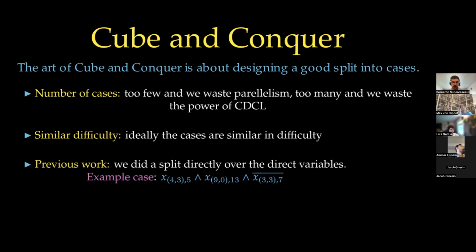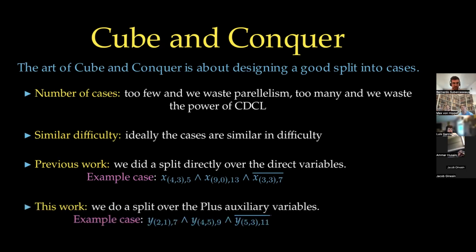In our previous work of 2022, we did a split directly over the direct variables. So our cases were looking like, okay, imagine a case where vertex 4,3 gets color 5, vertex 9,0 gets color 13, and vertex 3,3 does not get color 7. So that's a possible case. And the idea is that by assuming these facts about a solution, it will be easier to discard that it could potentially work, because we're already assuming certain things.